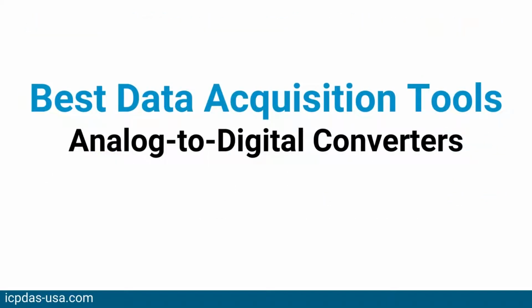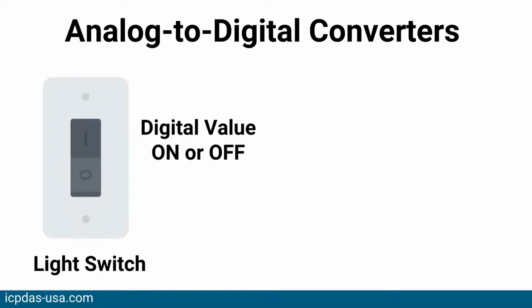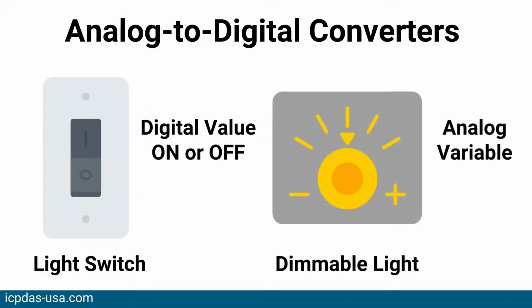Data acquisition components include analog to digital converters. Analog information is a variable or adjustable measurement like temperature, pressure, and flow rate. A digital value is either on or off. A light and light switch is an example of something that can be either on or off. A dimmable light is variable in intensity and therefore is analog.